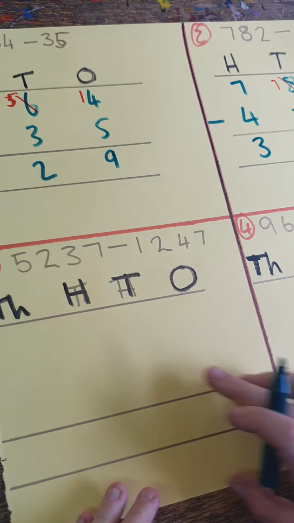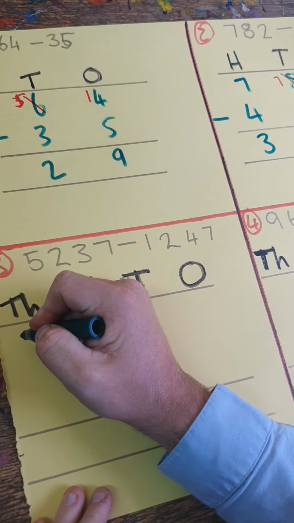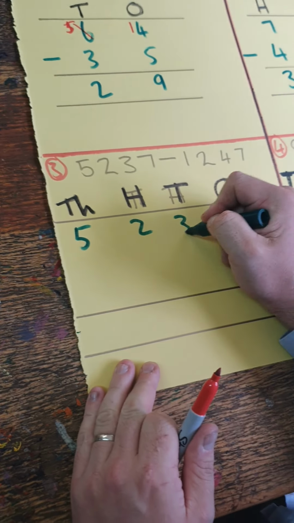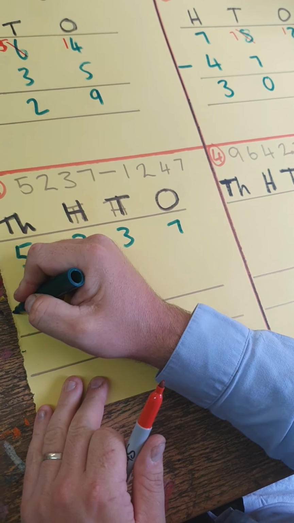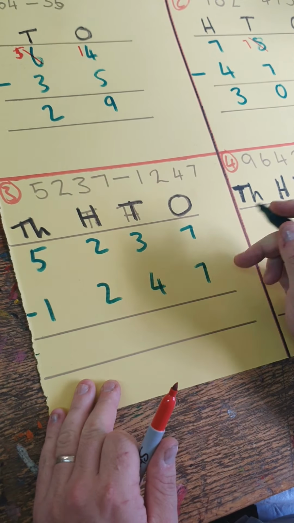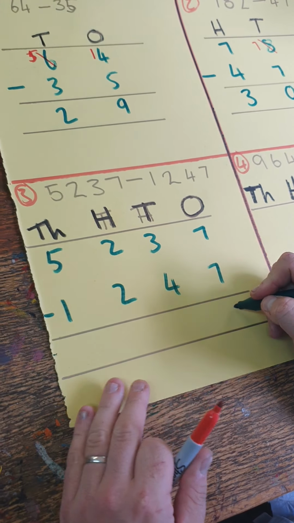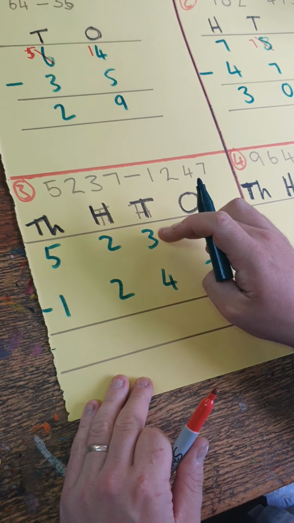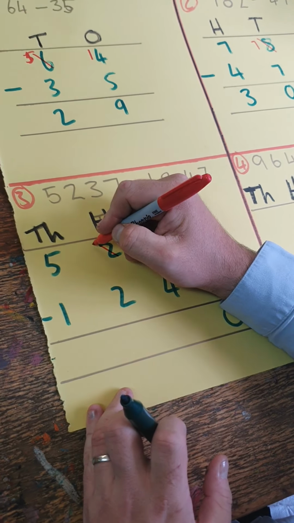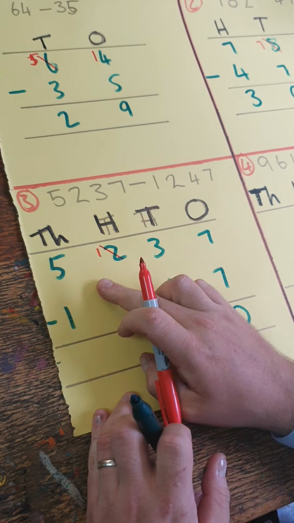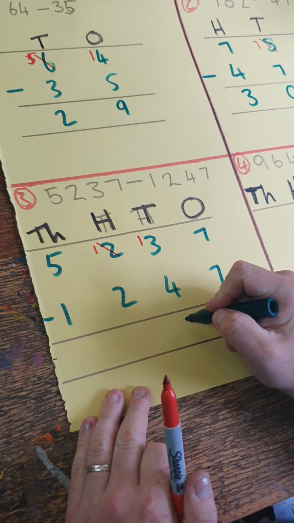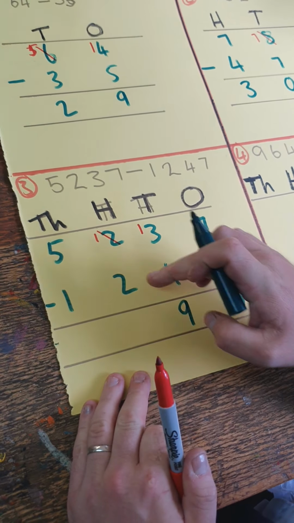Try it again with slightly larger numbers one more time. So we have 5,237 take away 1,247. 7 take away 7, we can do that this time, is 0. 3 take away 4, we can't do that, so we have to steal from over here. So our 2 becomes a 1, and the 1 that we stole comes over here to make 13. 13 take away 4 is 9.